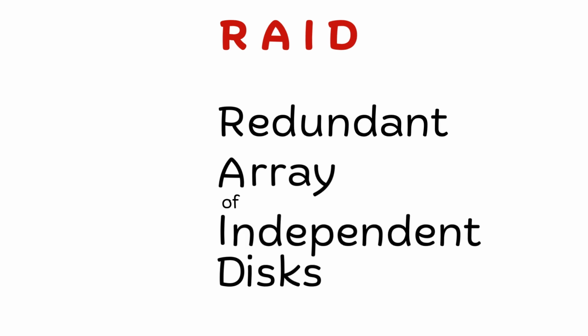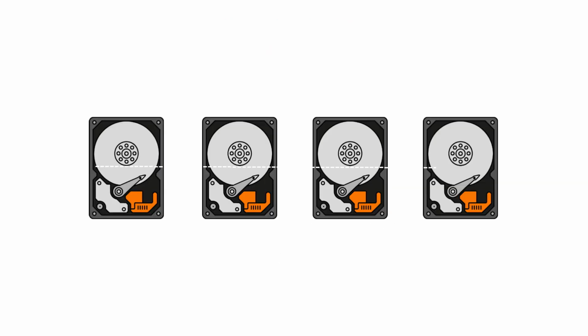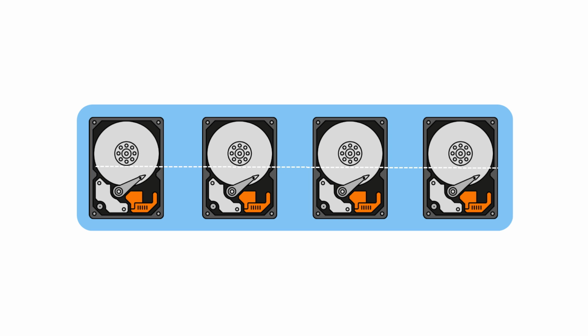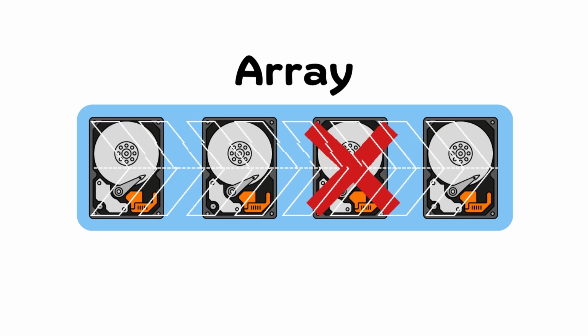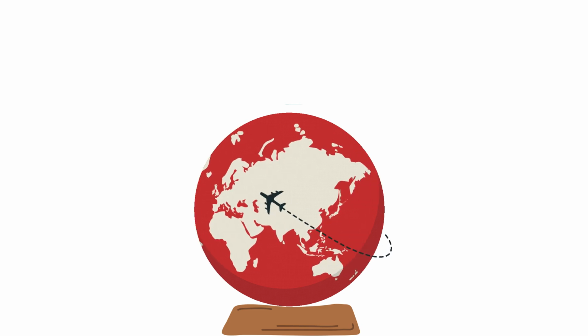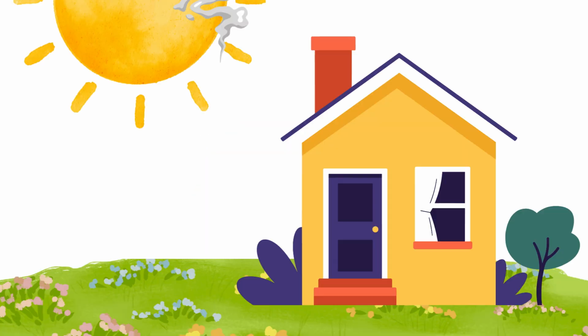RAID stands for Redundant Array of Independent Disks. It means using multiple hard drives together to act as one logical drive. The grouping of these hard drives is called an array. The goal of an array is to improve performance, protect against disk failure, or both. RAID is used by businesses worldwide, but it may also be helpful for you at home.